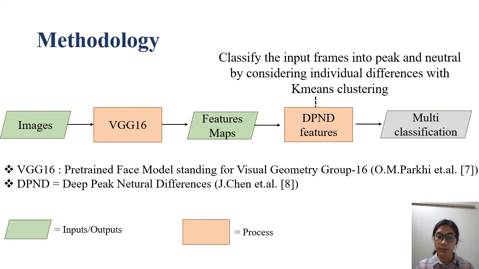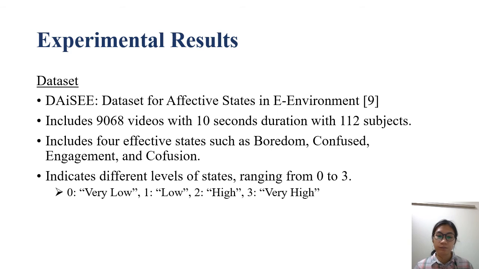Therefore, we use the DPND features, that is deep peak neutral difference, to get the features that are useful for facial expression recognition. We classify the input features into peak and neutral frames by considering the individual differences, because different people express their facial expressions for a single affective state in different ways, and we perform the classification.